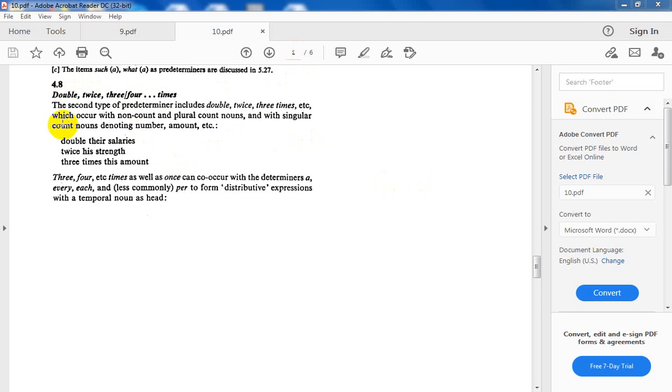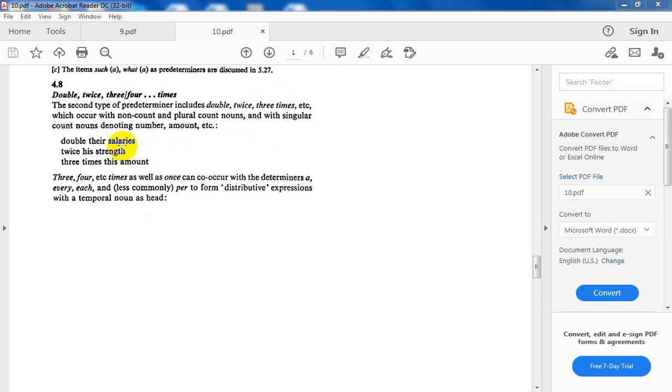You see? The second type of a predeterminer includes double, twice, 3 times, which can occur with non-count nouns, plural count nouns, and with singular count denoting number or amount.